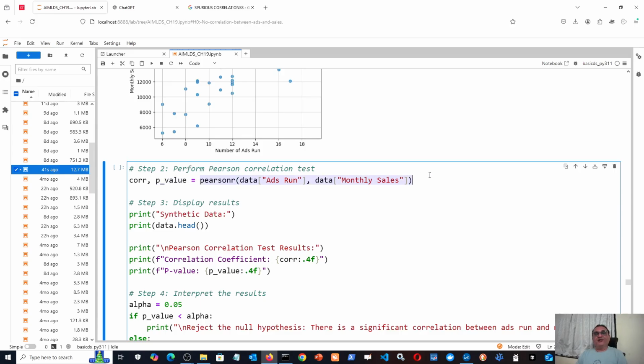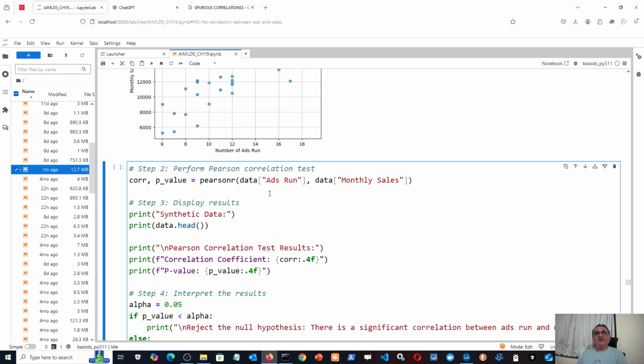So read from right to left. The pearsonr test takes two arguments. The first argument from your data is the independent variable, that is the ads run, x, the number of ads run. The other argument is the dependent variable, something which you want to predict, that is the monthly sales, or the y variable. Okay, so it is very easy.